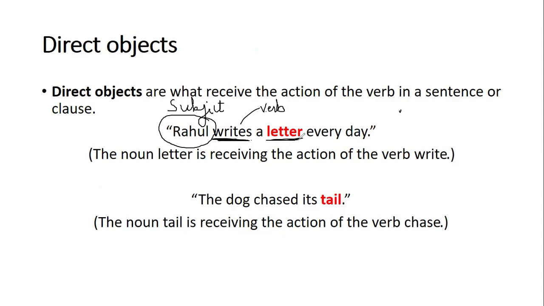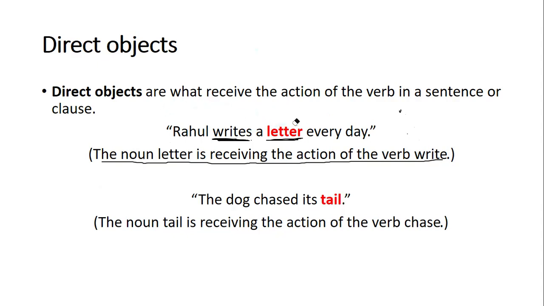Letter is another noun. Name, place, animal, thing. Letter is a thing, right? So letter is a noun. And this noun letter is receiving the action of the verb write. Hence, our direct object is letter in this sentence. I hope you understood. Let us go through one more statement for better understanding.